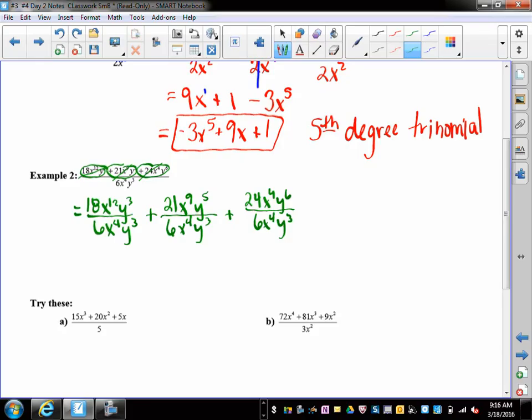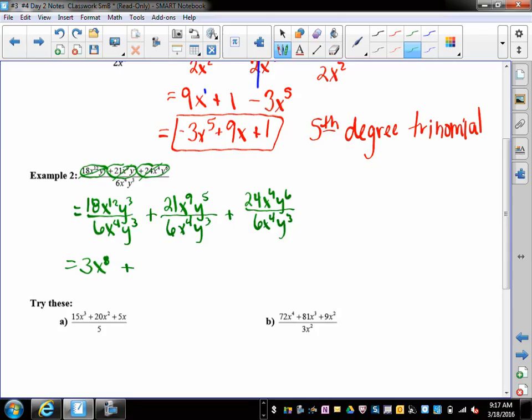Now one piece at a time. 18 divided by 6. What does that reduce down to? 3. Alright, x to the 12th over x to the 4th. Good, we subtract our exponents. Now my y's. Y cubed over y cubed. 1. So times 1, which we don't really need to write.